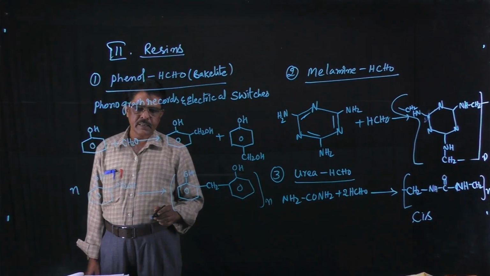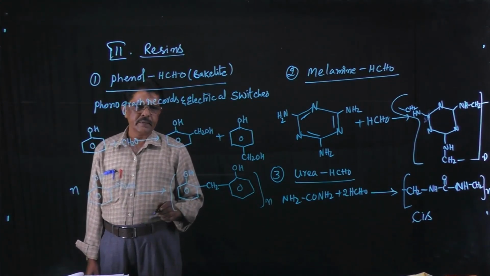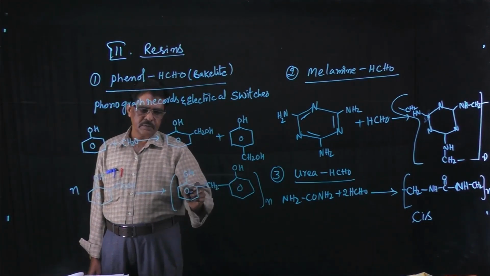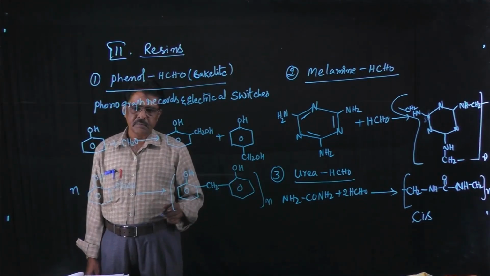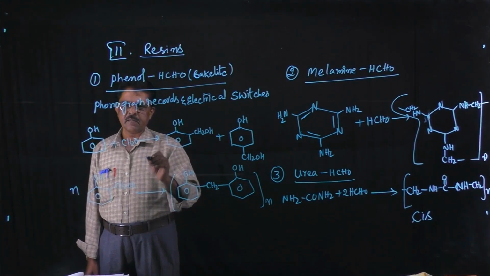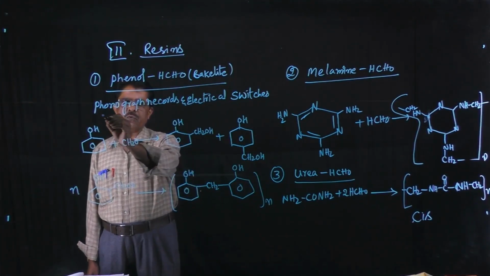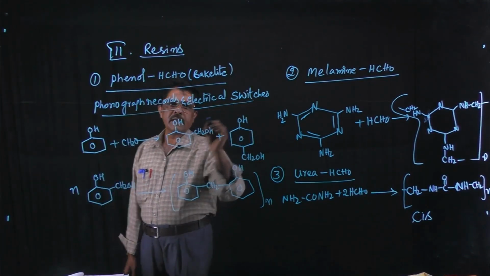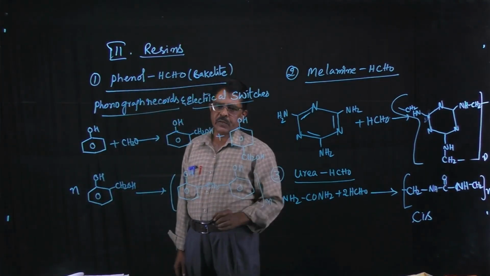Phenol formaldehyde resin is a bakelite. Bakelite is a phenol formaldehyde polymer. This bakelite is used in phonographic recorders. The next one is electrical switches.